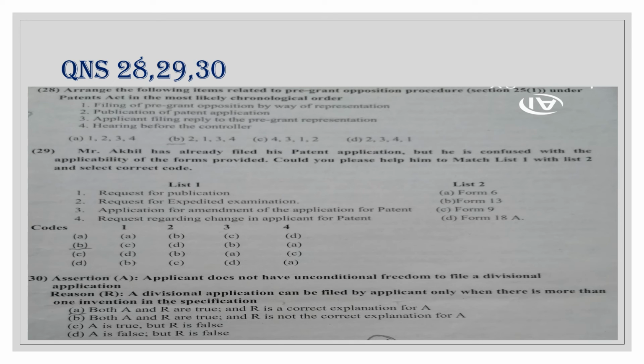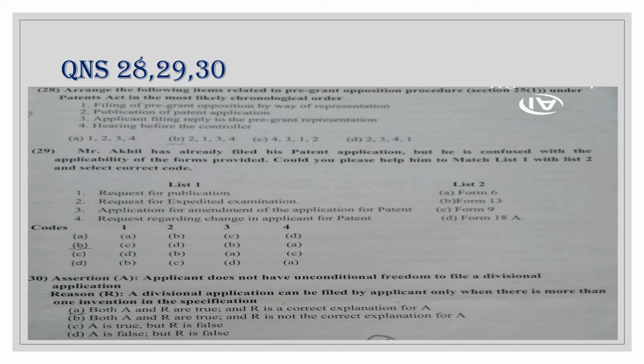So what do we have in list 1? We have point number 1, request for publication. Point number 2 is request for expedited examination. Point number 3 is application for amendment of the application for patent. And point number 4 is request regarding change in applicant for patent. And under list 2 we have A form 6, B form 13, C form 9, D form 18A. So here friends, the correct option will be option B.